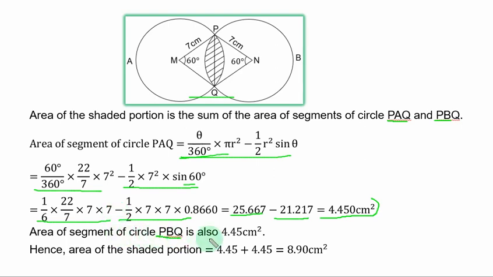So area of segment of circle PBQ is also this, because this one we have here now is for circle PAQ, since both circles have the same information. So the one for the first one also serves for the second circle. Hence, area of the shaded portion is the addition of the two areas, and that is 8.90 square centimeters.